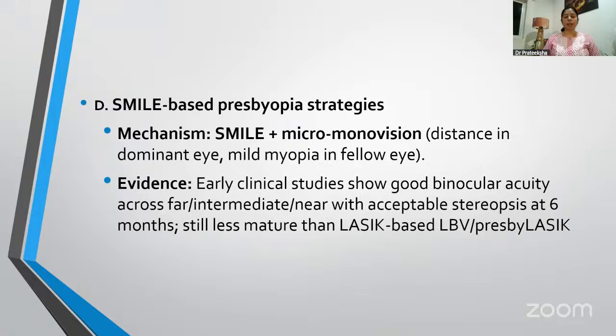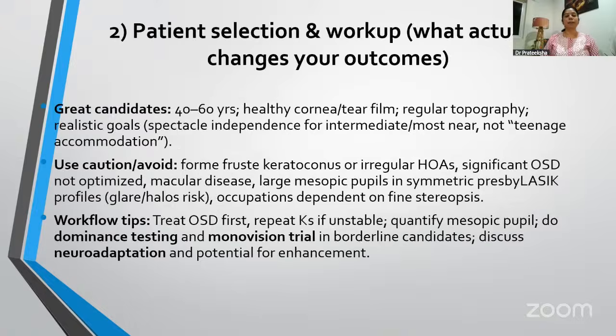SMILE-based presbyopia strategies. The mechanism is SMILE plus micro-monovision: distance in the dominant eye and mild myopia in the fellow eye. Early clinical studies show good binocular acuity across far, intermediate, and near, with acceptable stereopsis at 6 months. It is still less mature than LASIK-based LBV or presbyLASIK.